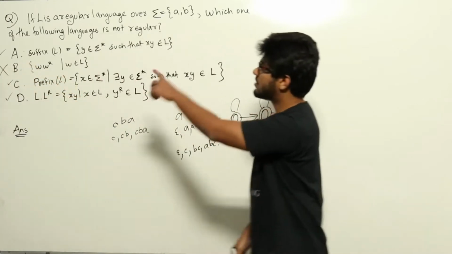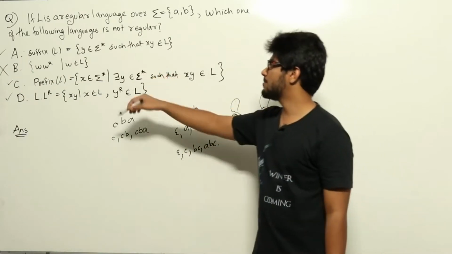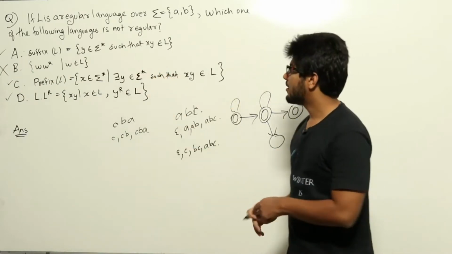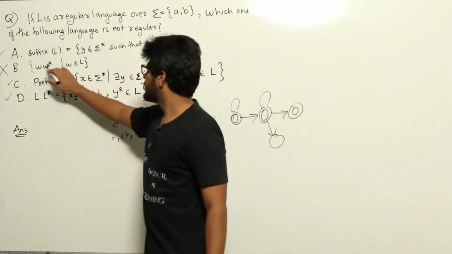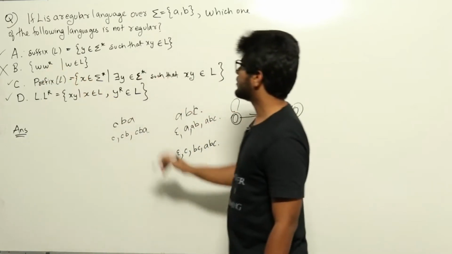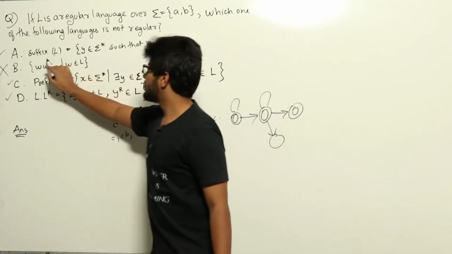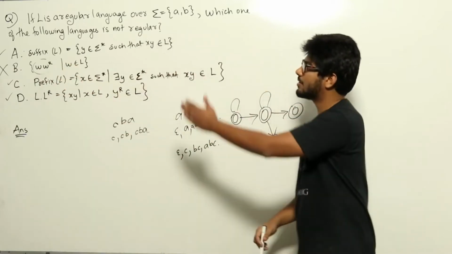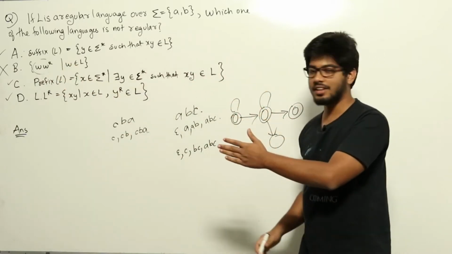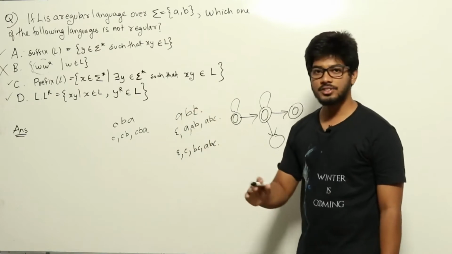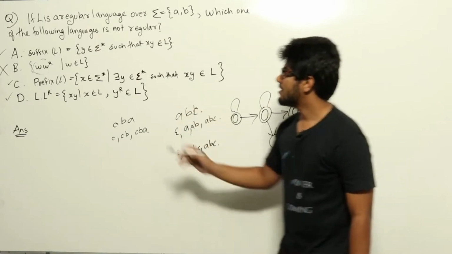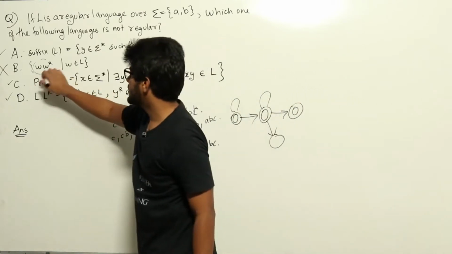Option B, the set of all strings w such that w reverse belongs to the language L. Now this language is not regular because in order to find out this language, we need to keep on checking till the midpoint of the string, and then from the midpoint we need to keep on checking whether what we got was the same as what we got initially in the reverse order.